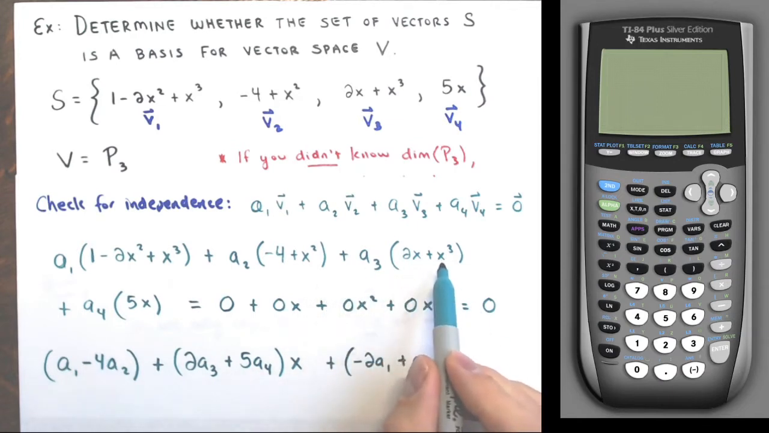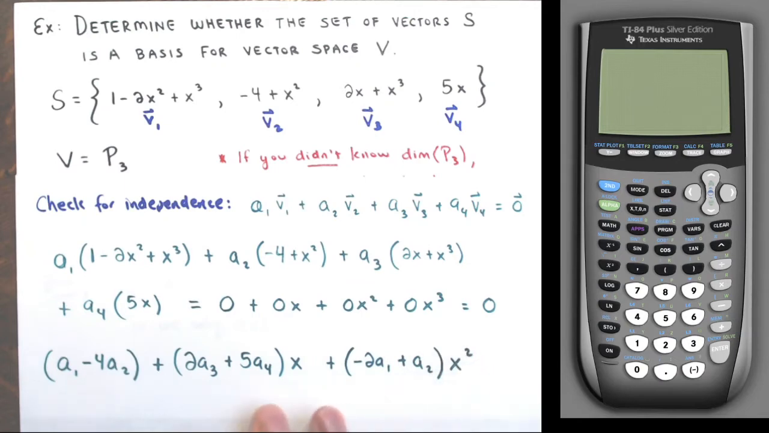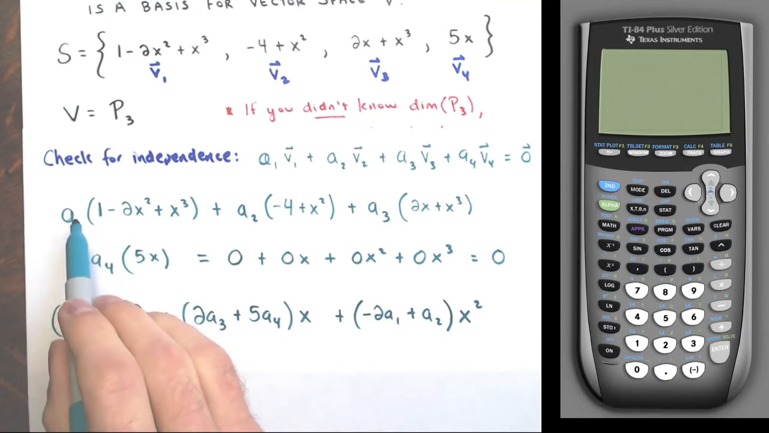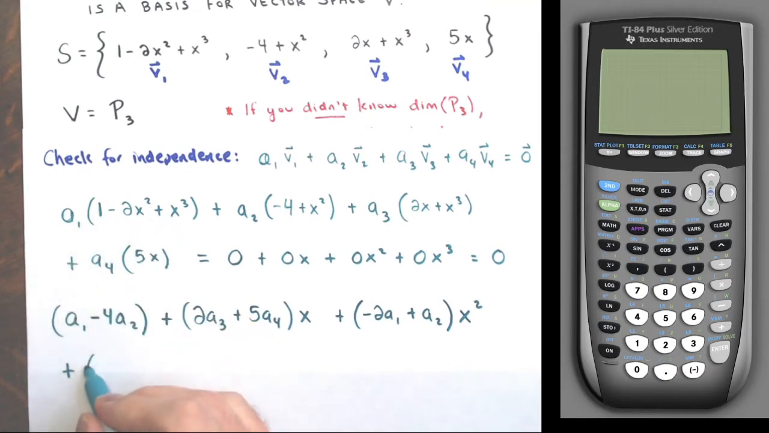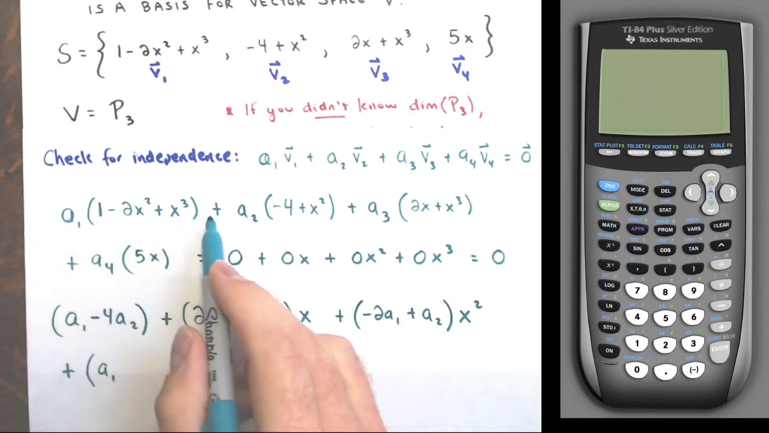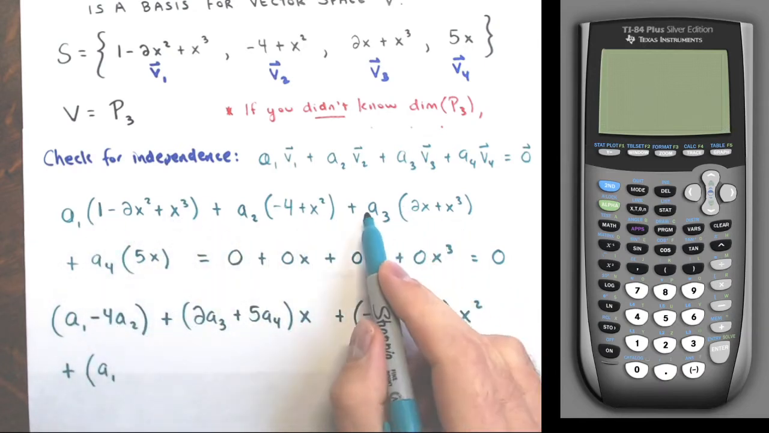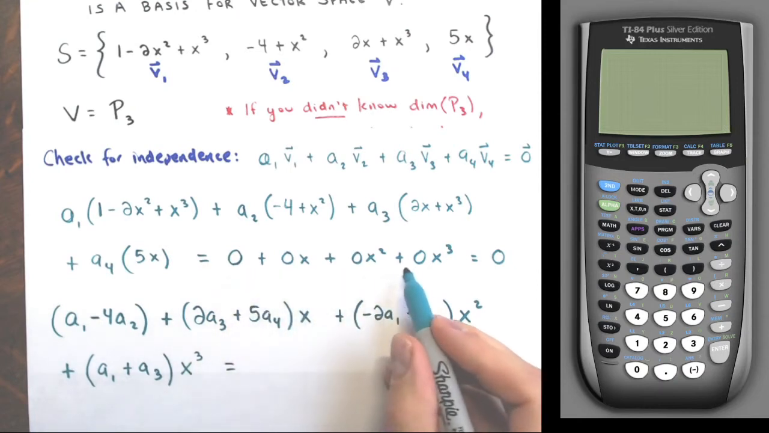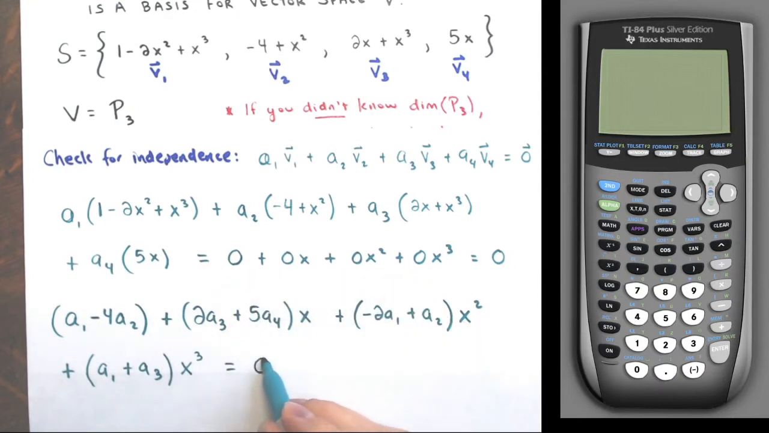There's no x to the second here, no x to the second there, so that's it for the x to the second terms. And then finally the x cubed terms. There's a1x cubed, so there's a1 there, and then no x cubed. There's an x cubed plus a3x cubed, and there's no x cubed in the last term. So a1 plus a3 would be the coefficient of x cubed. And this is equal to, again, you can write it as this, but I'm just going to put 0.